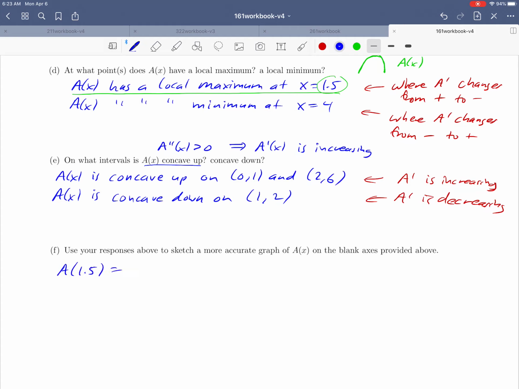So A of 1.5, by definition, if you look back at the definition, is the integral from -1 to 1.5 of our function. And I'd like to break that up into two pieces. If we integrate from -1 to 1.5, we could first integrate from -1 to 1, and then from 1 to 1.5. Whoops, I'm writing f of t, but I mean g of t. Let's fix that.